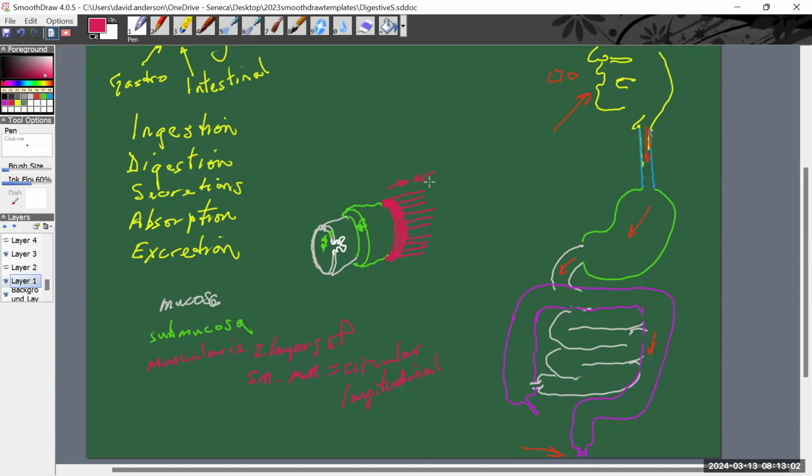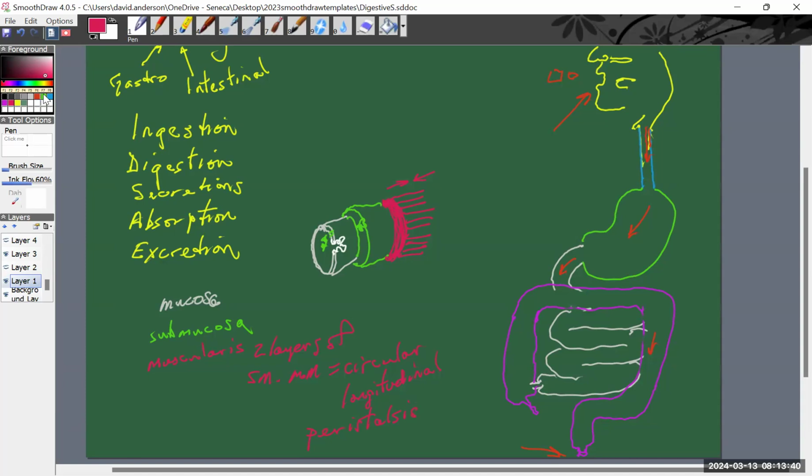So what we're going to see with the circular layer is constriction of the diameter, and then with the longitudinal layer, a shortening of the length of that particular part of the tube. And when those two contractions work in a sequence, we get what we call peristalsis. And peristalsis is going to propel the food along the length of the tube. So that's going to start at one part of the tube, and it's going to continue throughout the length of the tube. And we're going to see different areas where we can slow it down or speed it up, depending on the conditions and the circumstances.